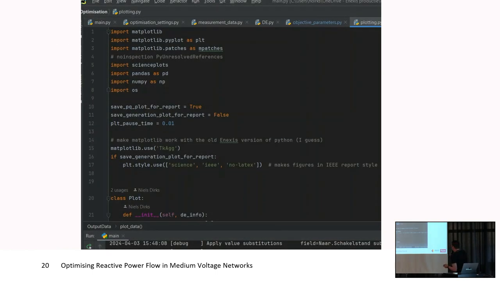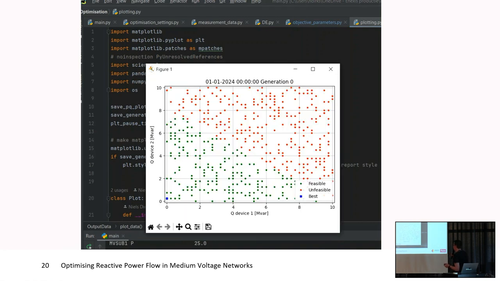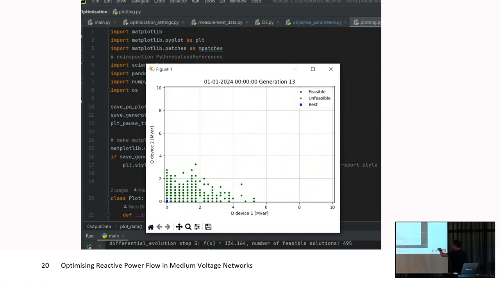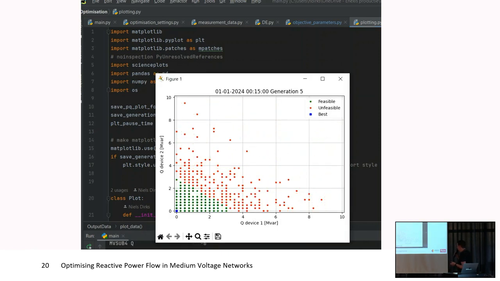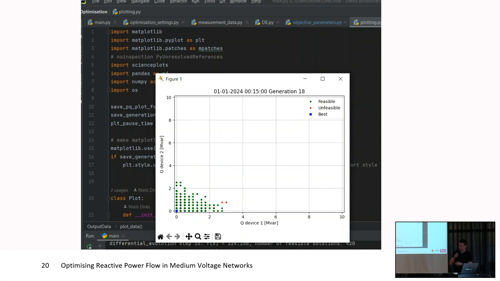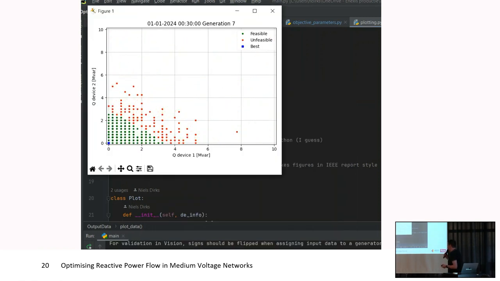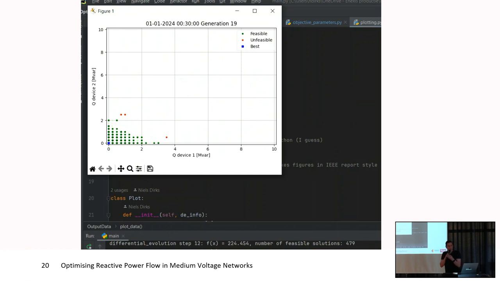Now, how does this look in real life? I have a lot of points, still with the same two devices I had, and now the blue square in the left bottom corner converged to that point. So that point is, according to the optimization, the best. And in this case, it's at 0,0. So no devices do anything. It's just that the grid is already optimal. But you can imagine, as you saw with the black dots, that eventually the exchange of reactive power gets too much, and actions must be taken.